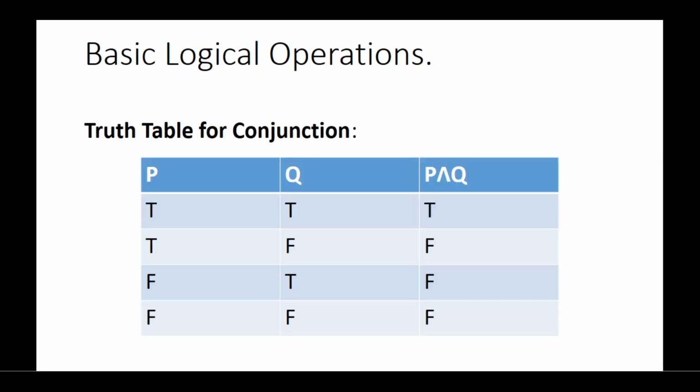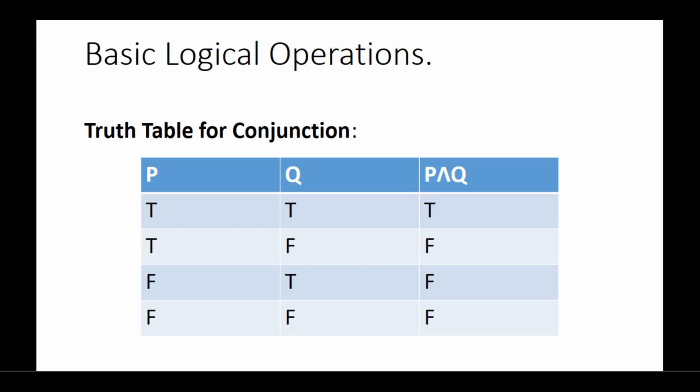So you come to the truth table for conjunction. If P is true and Q is true, then the conjunction of P and Q is true. So when both are true, the conjunction is true.